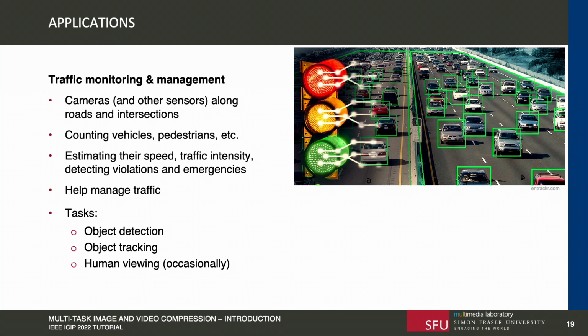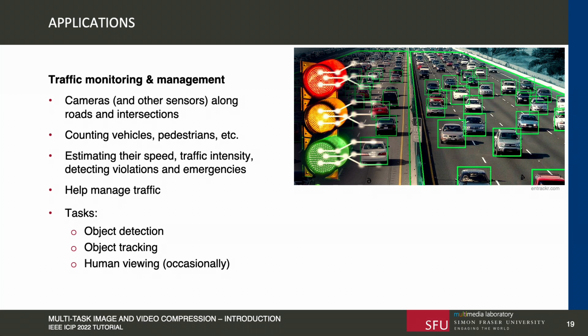One of these is traffic monitoring and management. So here we have a situation where cameras and other sensors are installed along the roads with the goal of helping to count vehicles, pedestrians, and so on, so that things like vehicle speed, traffic intensity, etc. could be estimated, or traffic violations or emergencies could be detected. Overall, the goal is to help manage traffic, avoid congestions, respond to emergencies quickly, and so on.